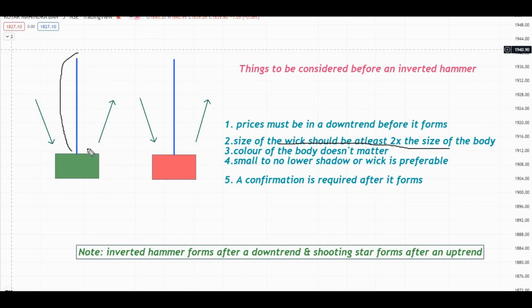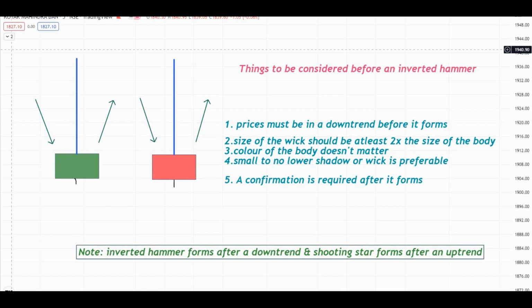Okay, the size of the wick should be at least twice the size of the body. The size of the wick should be at least 2x. If it is more than 2x, it is okay, but it should be at least 2x the size of the body of the candle. Color of the body doesn't matter, whether it is red or green. Small to no lower shadow or wick is preferable. See, if the lower shadow is very long, we will ignore that candle, but if the wick is small, then we can take that candle as an inverted hammer.